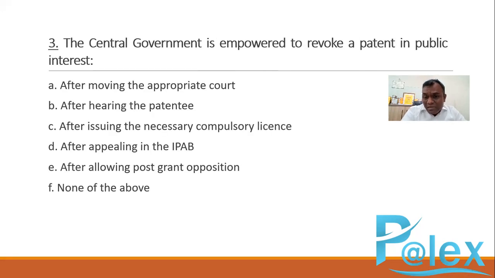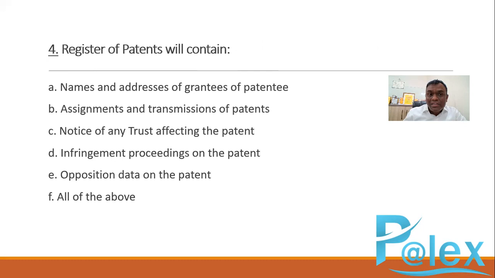Now, the central government is empowered to revoke a patent in public interest. The options are after moving the appropriate court, after hearing the patentee, after issuing necessary compulsory license, after appealing in IPAB, after allowing post-grant opposition, and none of the above. The correct answer is after hearing the patentee. If you go to section 66 of the Indian Patent Act, the central government has the power to revoke the patent in public interest. But the condition therein is that you have to hear the patentee. There has to be an opportunity for hearing to the patentee.